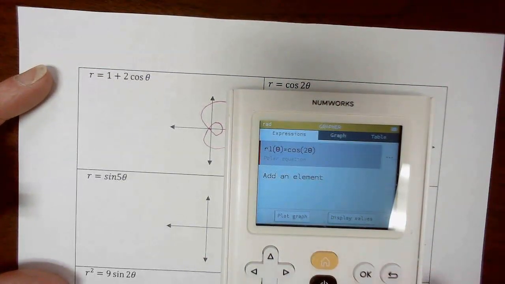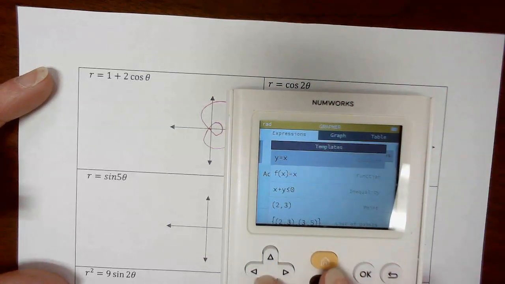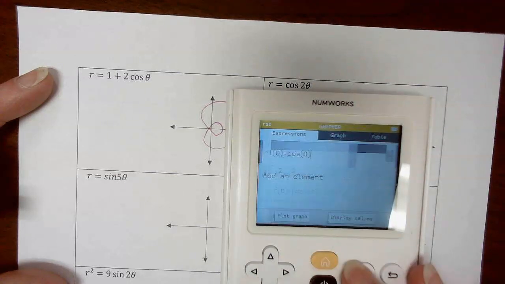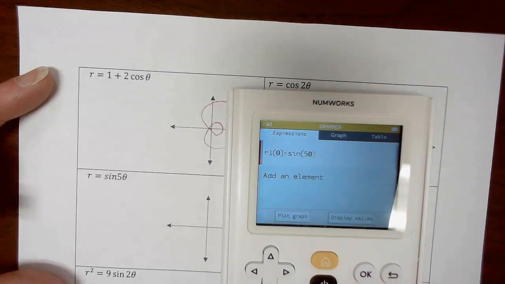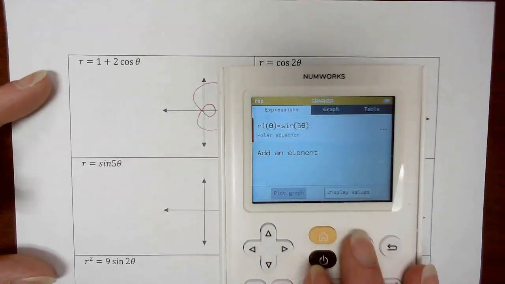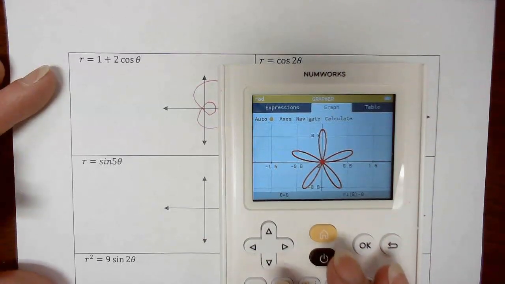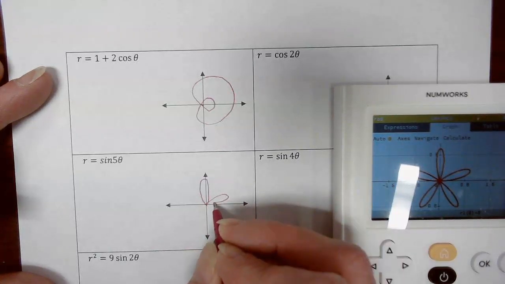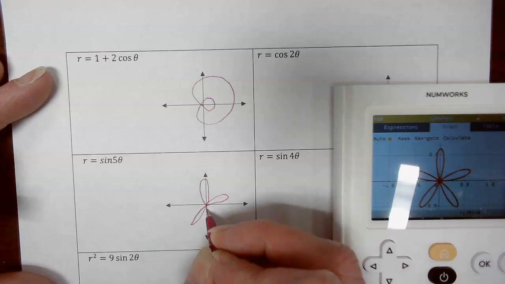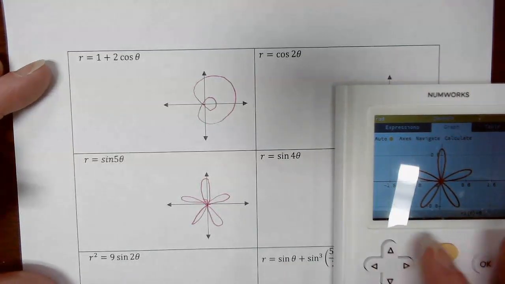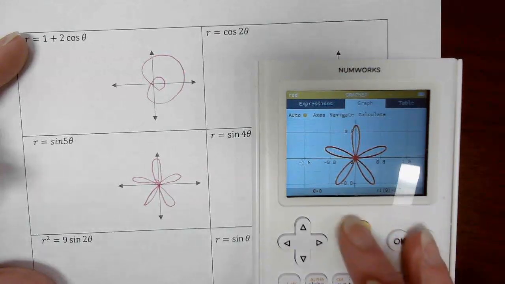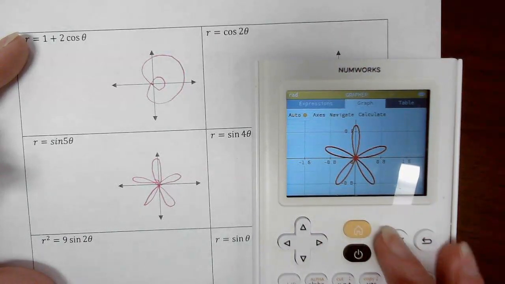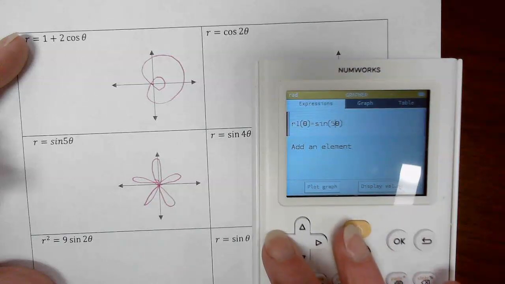Let's see what happens when we put in, and I highly suggest, unless you have to start all over like I just did, that you just edit what you have instead of having to start all over. Sine 5 theta. And I'm going to go down to plot graph. Ooh, this is a 5-petal flower. So it's got one up here, and it's got one here, here, here, here. Notice my pictures aren't great, so I'm not expecting a lot from you either. Now, if you're a good artist, you might be able to do these. I'm not good at it.